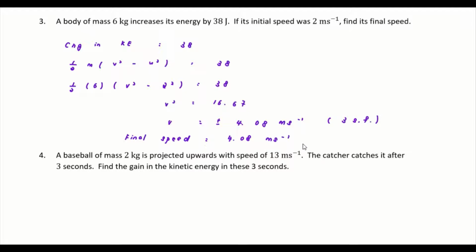Okay, so let's move on to number 4. A baseball of mass 2 kg is projected upwards with speed 13 meter per second. The catcher catches it after 3 seconds. Find the gain in the kinetic energy in these 3 seconds.